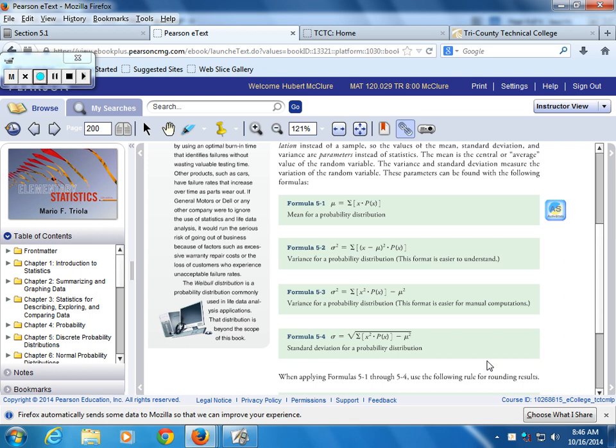So from a probability distribution, you can find the mean and the standard deviation, so you can set up your normal distribution and your mean and your 2 standard deviations, so you'll know what's normal and what's unusual and what's an outlier.